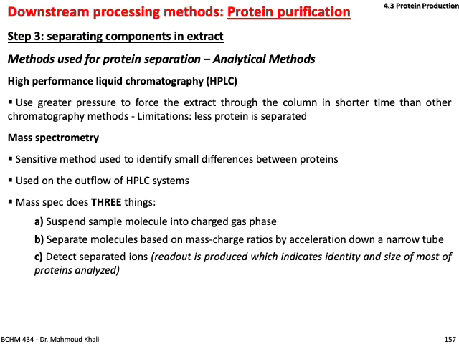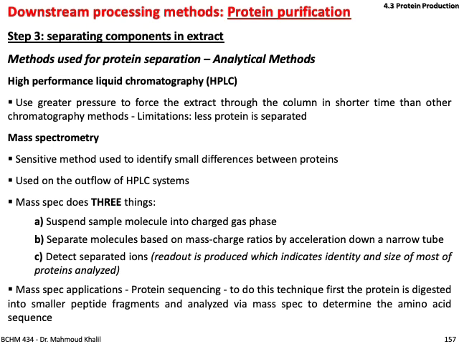The mass spec does three things. It suspends sample molecules into a charged gas phase. It separates the molecules based on mass-to-charge ratio by acceleration down a nanotube. It detects the separated ions. A readout is produced which indicates the identity and the size of the protein analyzed. An application of mass spec is protein sequencing. To do this, first the protein is digested into smaller peptide fragments and analyzed by mass spec to determine the amino acid sequence.